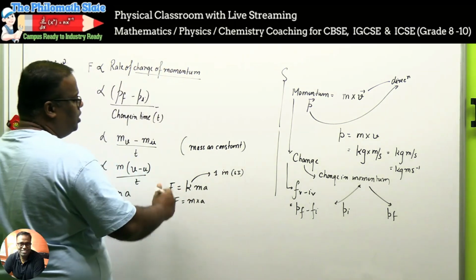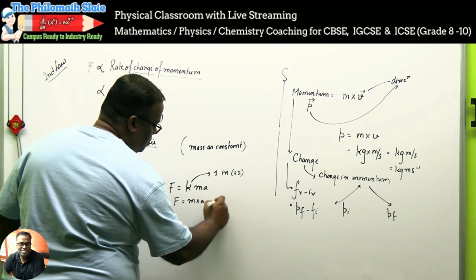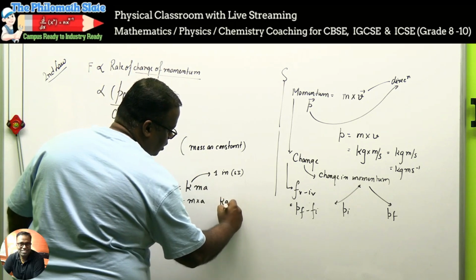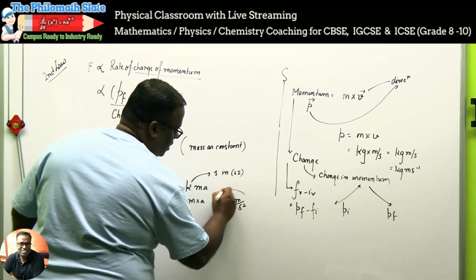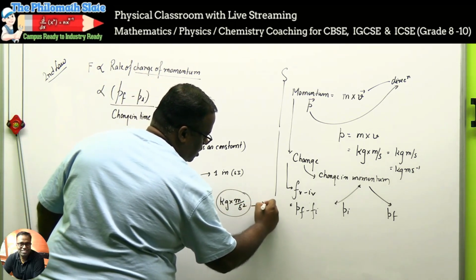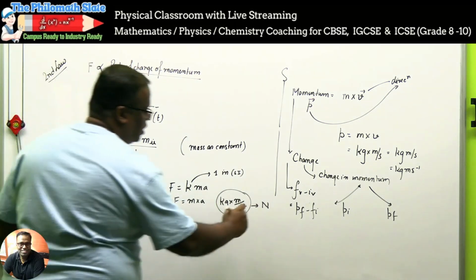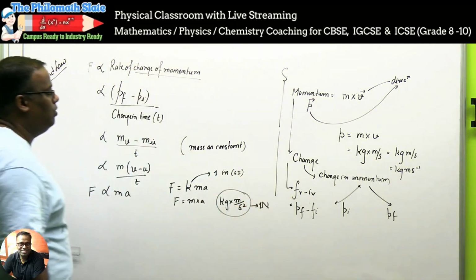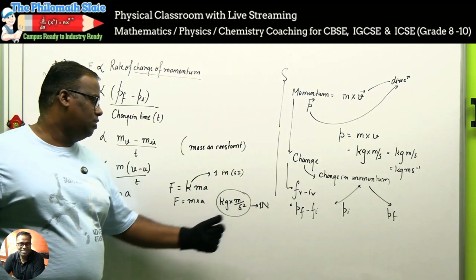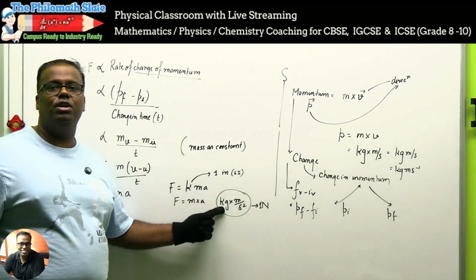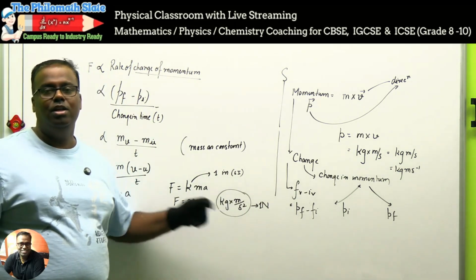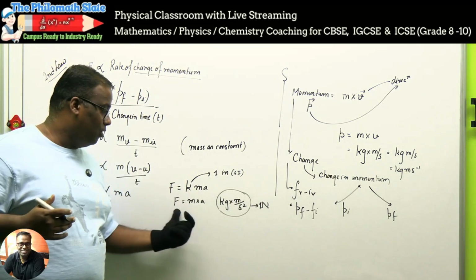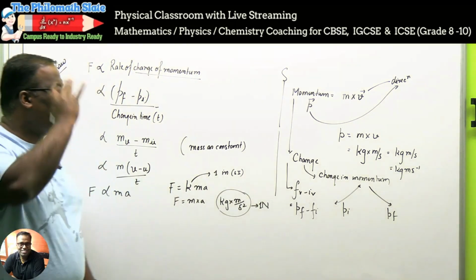Now let's see the unit. The unit of mass would be kg. The unit of acceleration would be meter per second square. And this unit is given the name Newton. So how do we define 1 Newton? We say 1 Newton is the force which, when acting on a body of mass 1 kg, produces an acceleration of 1 meter per second square. In which direction? Along the direction of force. See, it should be very specific.